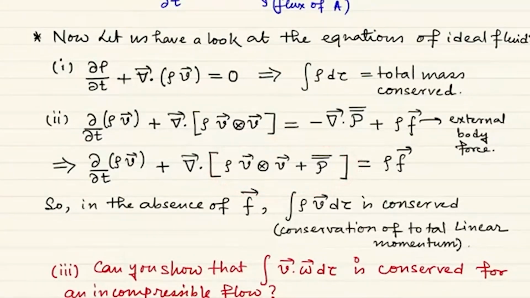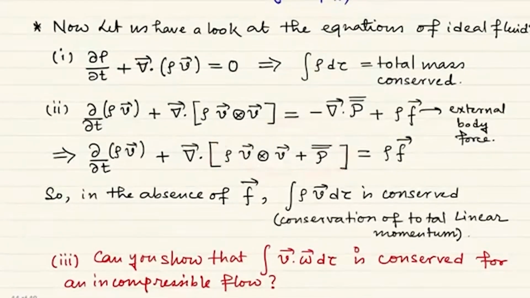So then if ρv is the density of something, then this will be the corresponding flux. And the corresponding conserved quantity is simply the integration of ρv dτ. And what is that? This is nothing but the total linear momentum. So you see, this is simply Newton's second law. That means in the absence of any net external force, the total linear momentum is conserved.